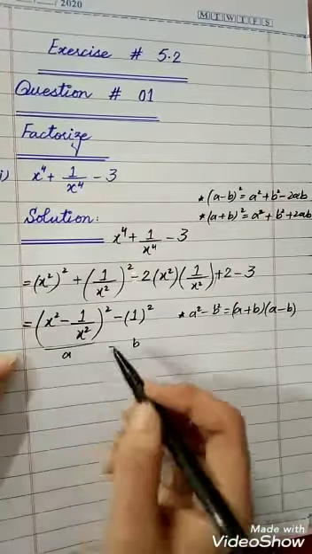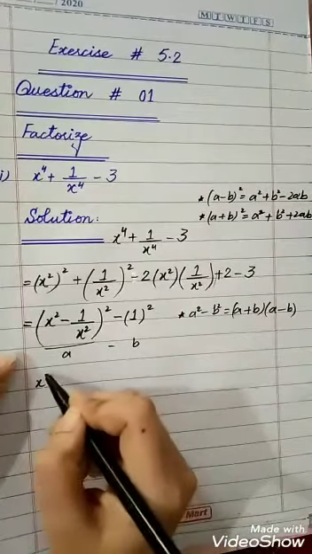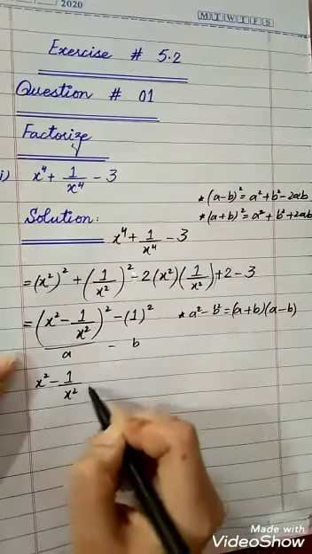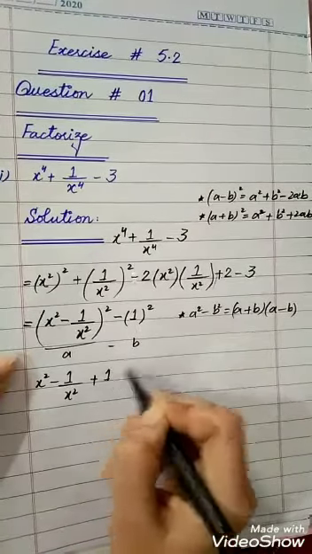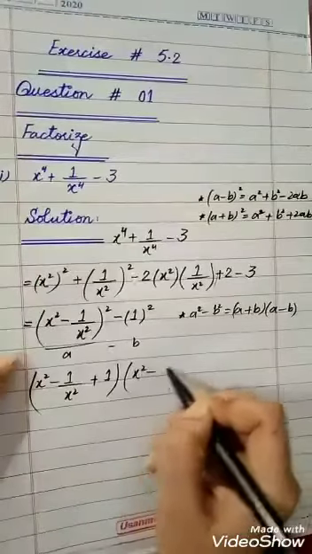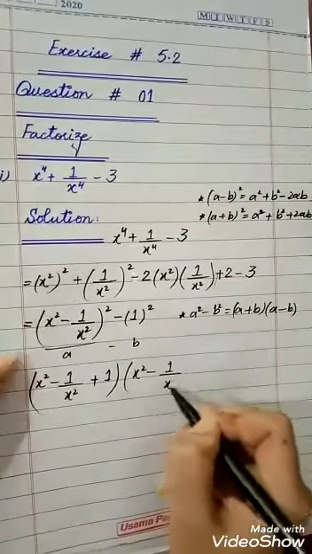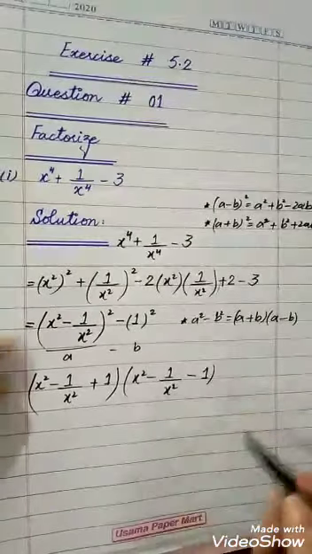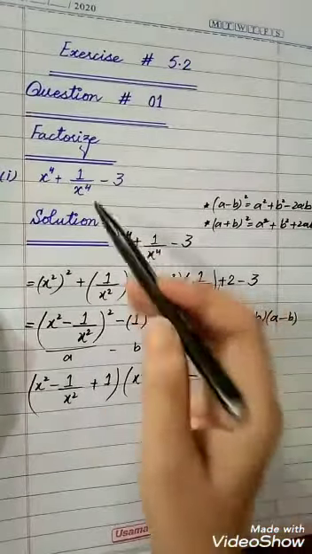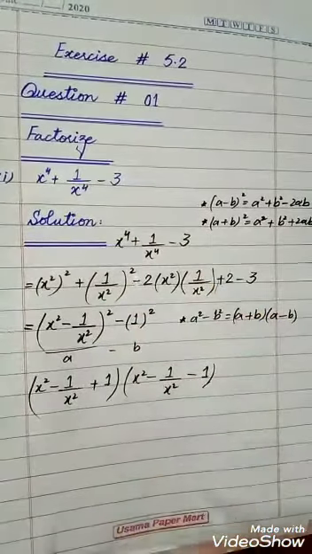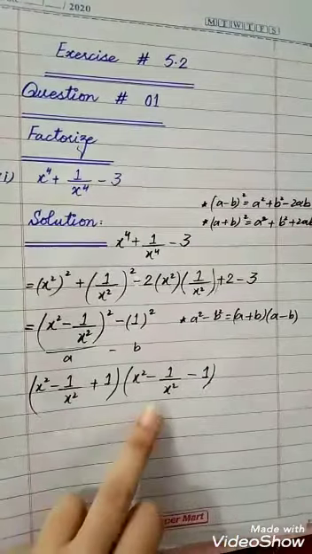a plus b into a minus b. This is the a, plus b, this is the b, into a minus b. So these two are factors of this whole term which we have found by using the formula. So these are two factors.